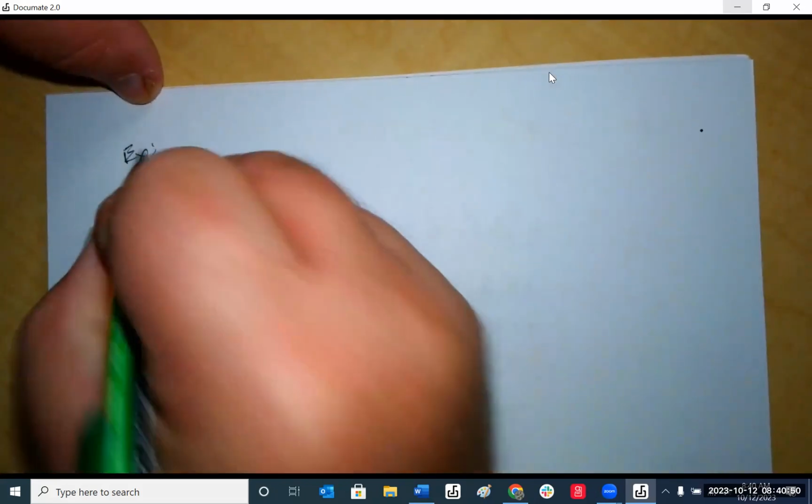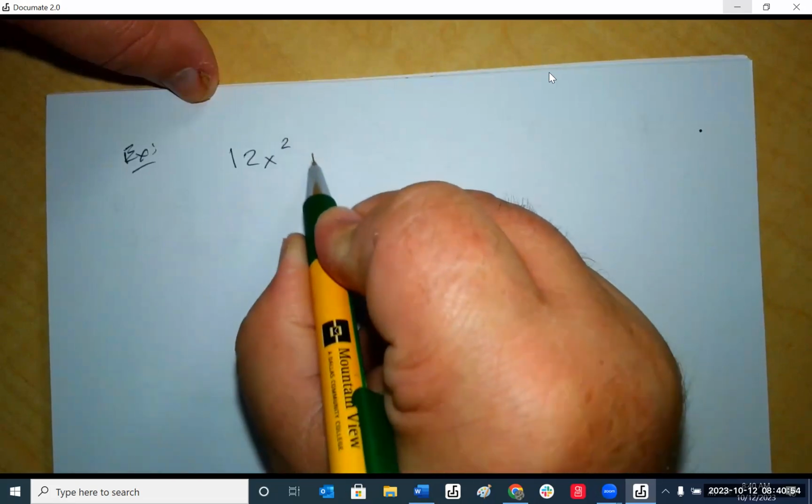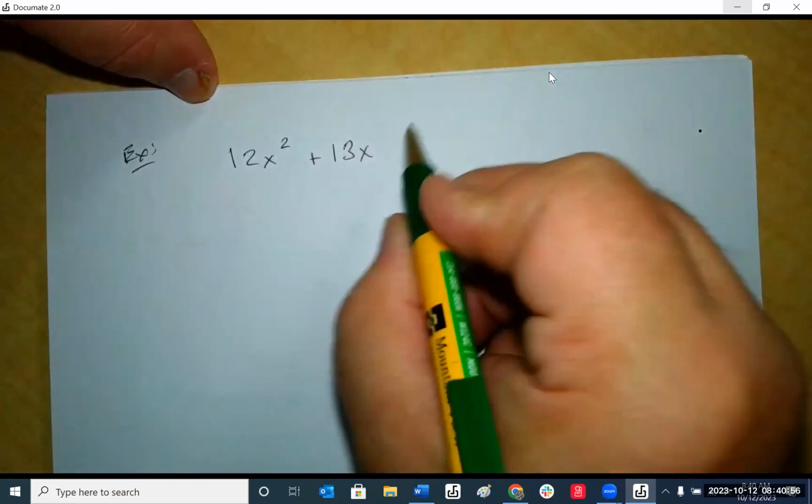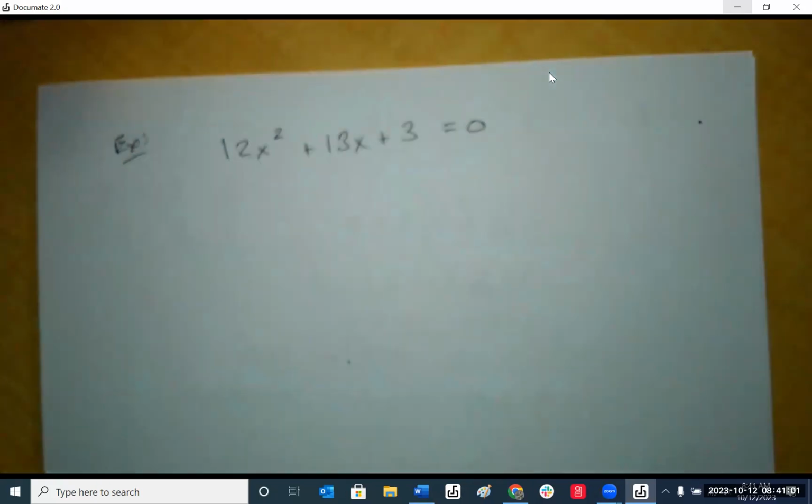Let's do another example. 12x squared plus 13x plus 3 equals 0.